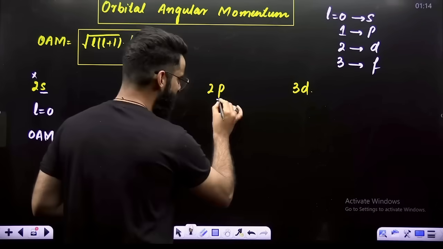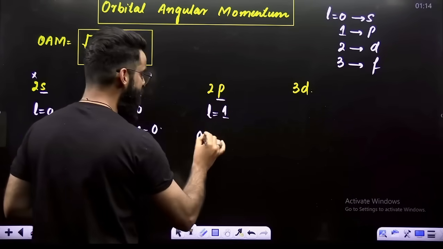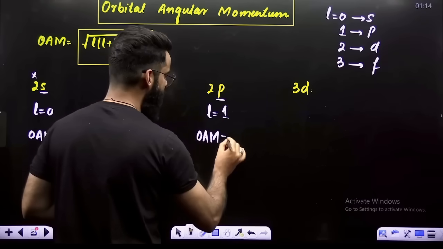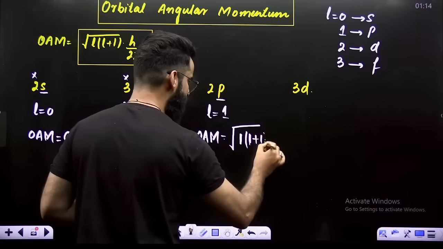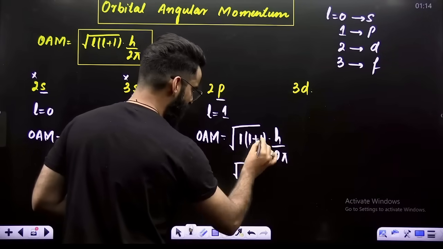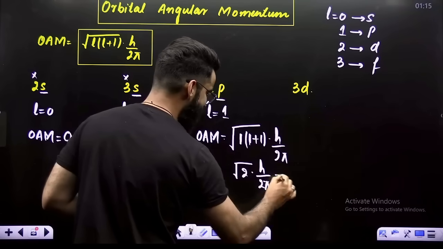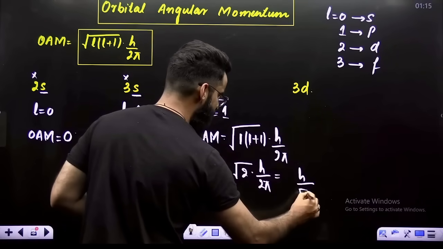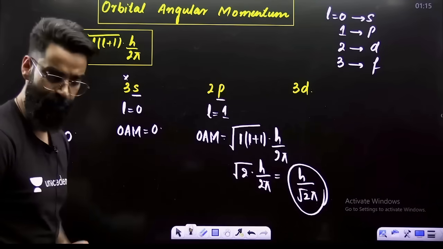Now, my dear students, here you have got P. In case of P, the value of L is 1. If the value of L is 1, orbital angular momentum will be equal to under root of L into L plus 1 multiplied by h upon 2 pi. So this will come out to be under root of 1 plus 1, 2, root of 2 h upon 2 pi, or you can say it is going to be h upon under root of 2 pi, right? This is the orbital angular momentum in case of 2p.